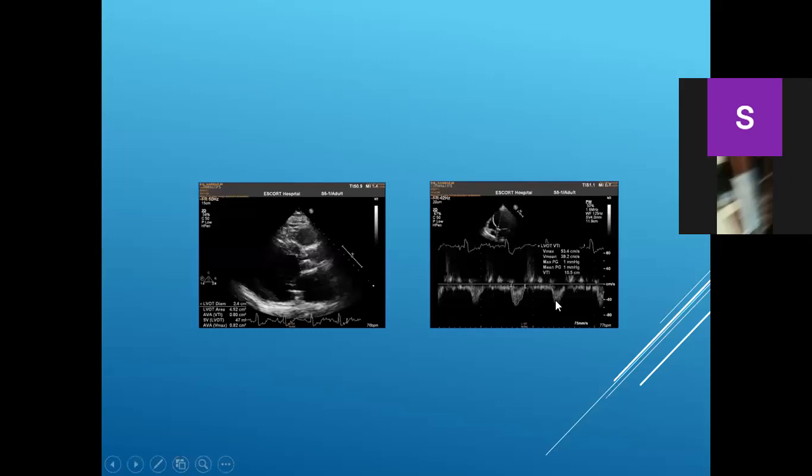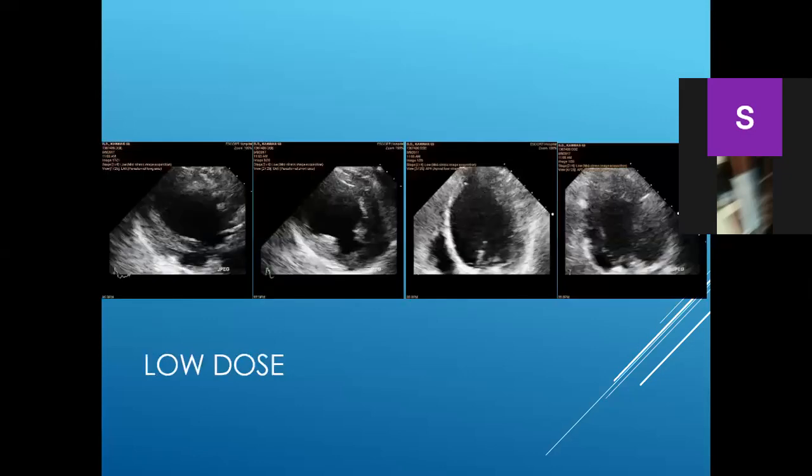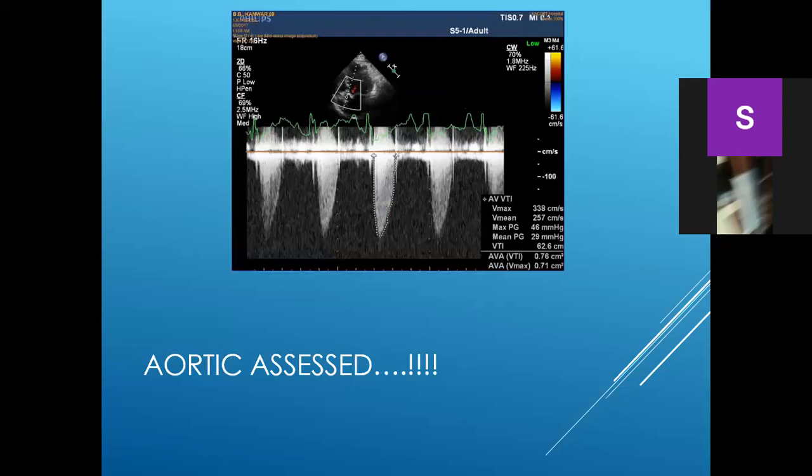At baseline, the mean PG was low and the aortic valve area was low. The aortic valve area which we calculated was 1.1, which does not conform to severe aortic stenosis for all practical purposes. We did a low dose dobutamine stress echo, and we found that the aortic valve area dropped from 1.1 to 0.76 and 0.71, and the gradients increased from 15 to 29.